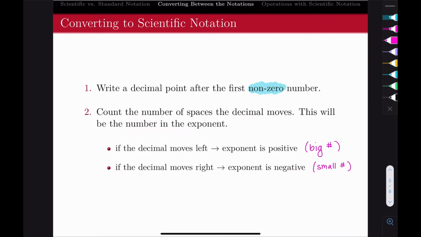Because I'm terrible at knowing whether I have to say left or right. My directional sense is atrocious. So I like to think of it in those terms instead. But if you personally like to think in terms of directions, if you're starting with a really big number and your decimal has to move to the left, your exponent is positive. If you're starting with a really small number and your decimal needs to move to the right, it's going to be a negative exponent instead.